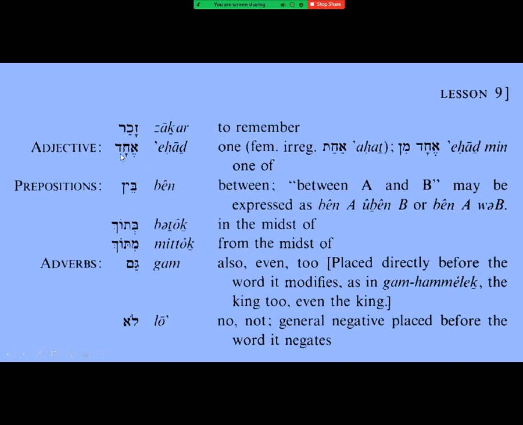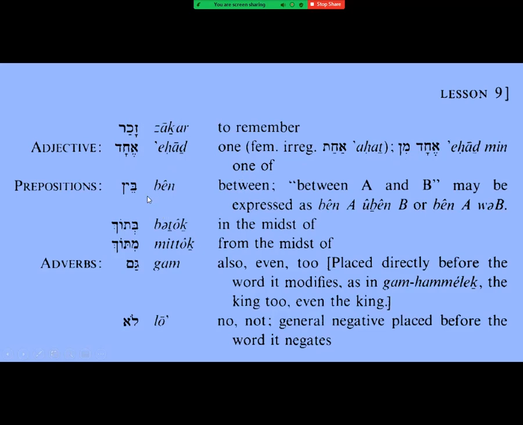Okay, an adjective. Echad. Echad is the masculine form of one. The feminine is ahat. And so if you have one of something that's feminine, it's ahat. If it's something that's masculine, it's echad. All right, and if you have one of something, like one of whatever, you use the word min. So it's echad min if it's masculine, and ahat min if it's feminine. One of you, one of the guys or whatever.